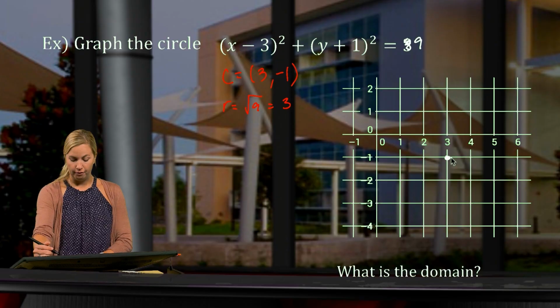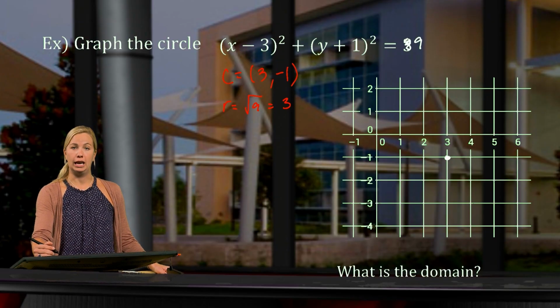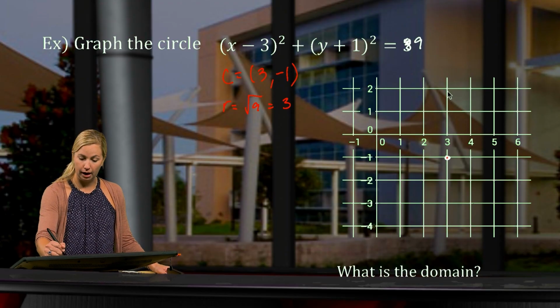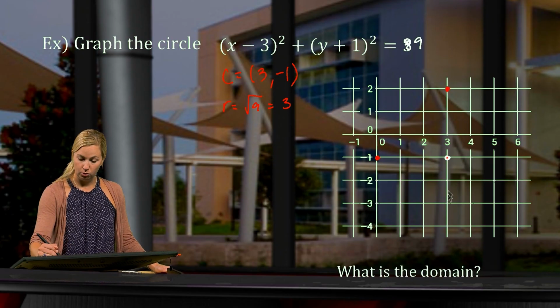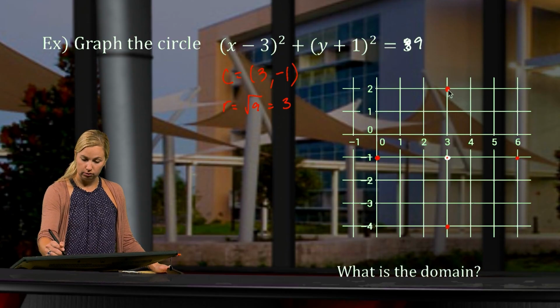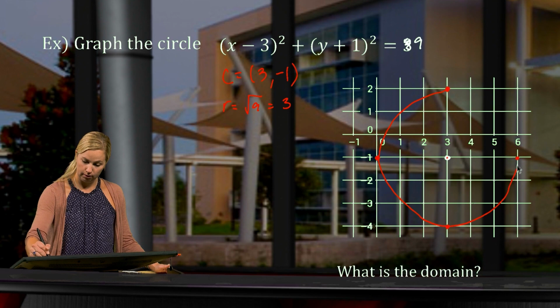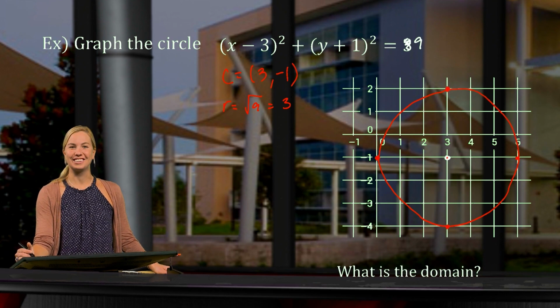And now we want to plot 4 points. We're going to plot 1 point up, to the left, to the right, and 1 point down using our radius. If our radius is 3, we're going to start from our center, count 1, 2, 3 up, 1, 2, 3 to the left, 1, 2, 3 down, 1, 2, 3 to the right, and try to connect these with the best possible circle by hand. That turned out pretty good. And there's your circle.